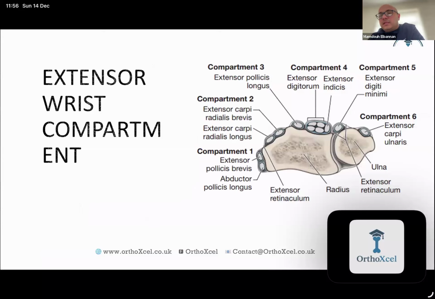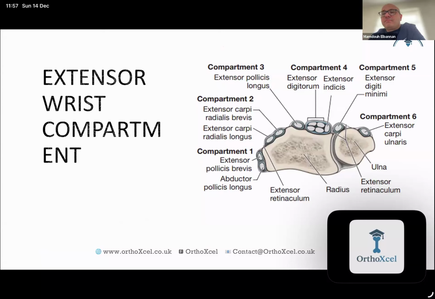Extensor compartments. This is something you need to memorize. I can't make it easier. There are 6 compartments, 1 and 2 radial to the Lister's tubercle, and the rest of it is on the ulnar side. And you need to know what each compartment has. Why? Because they can easily bring you a scenario of De Quervain's in the first compartment, and they will ask you, what are you releasing? And how can you do this?